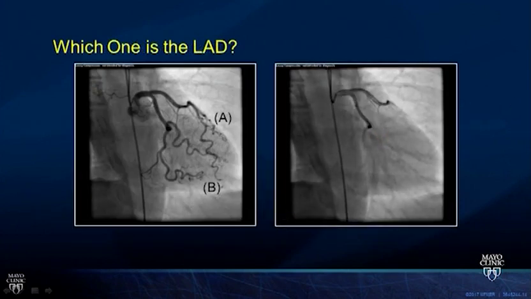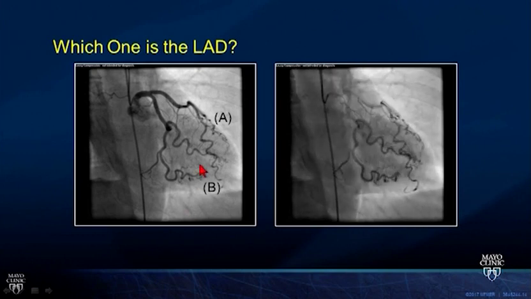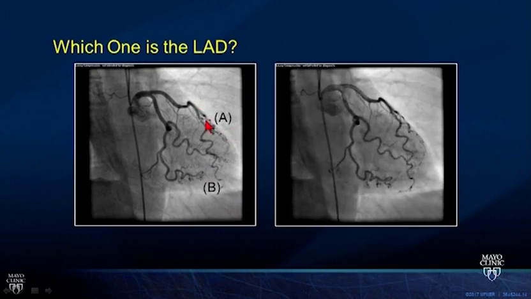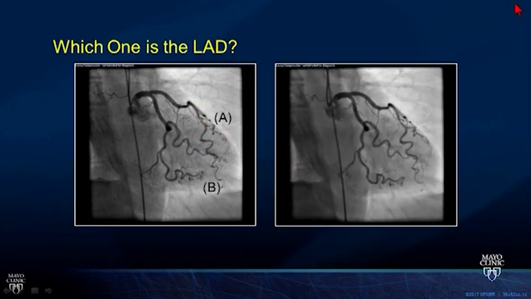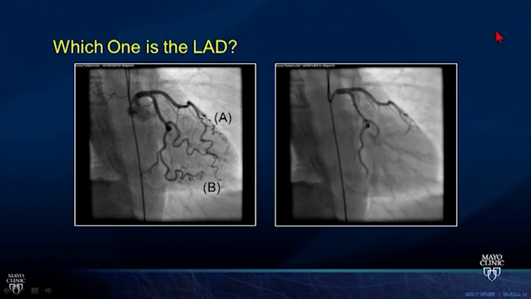So here's a question for you. You have A or B, so which of these vessels is the LAD? Is it this one up here, or is it this one here? What's your answer? And I'm showing you the video as well.